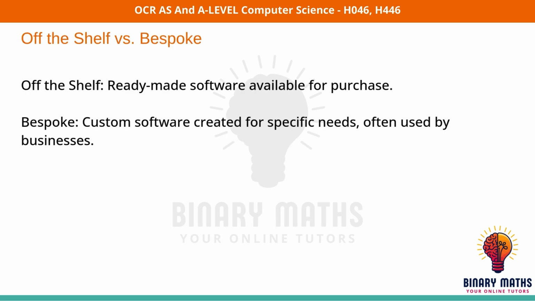Off-the-shelf software is ready-made software available for purchase. Examples include Microsoft Office and Adobe Photoshop. Bespoke software, on the other hand, is custom software created for specific needs, often used by businesses to meet unique requirements. Bespoke software is tailored to the specific needs of the user, providing a more personalized solution compared to off-the-shelf software.